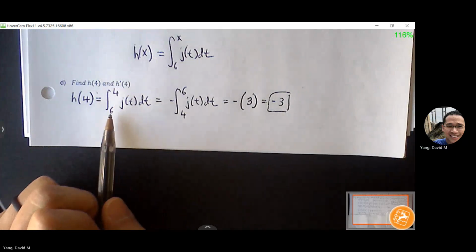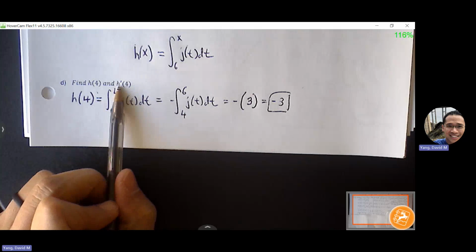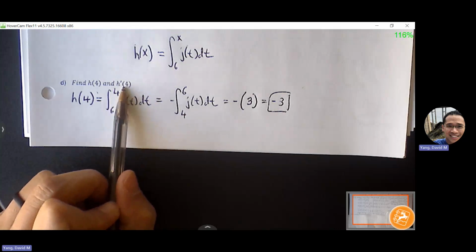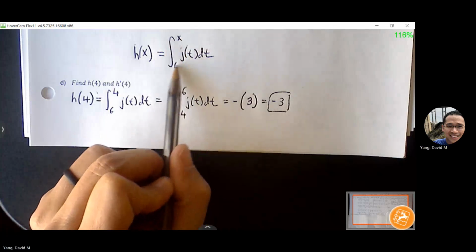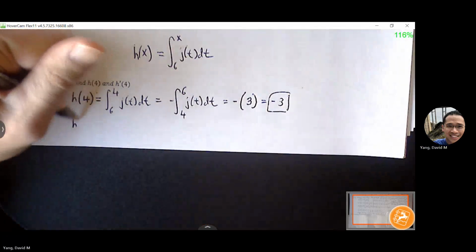Okay. If I want to find h prime of 4, I first have to find h prime of x. To find h prime of x, what does that remind you of? Second theorem. Yeah.